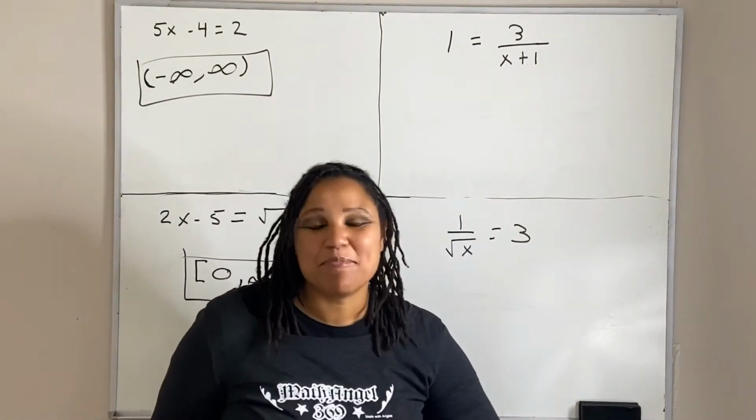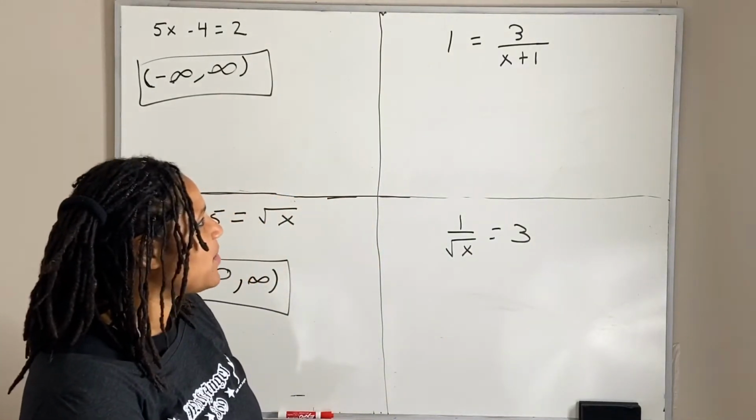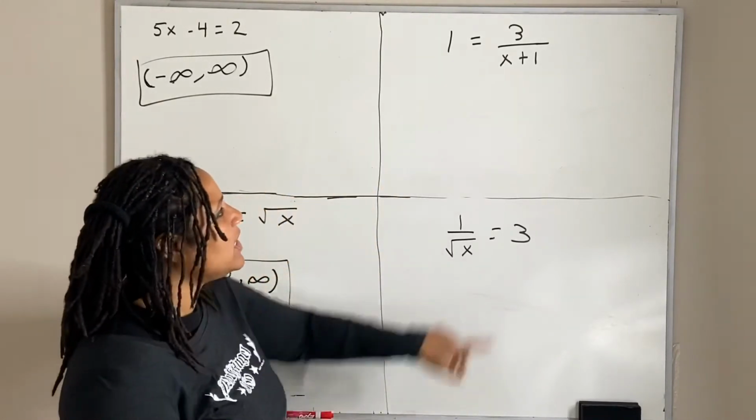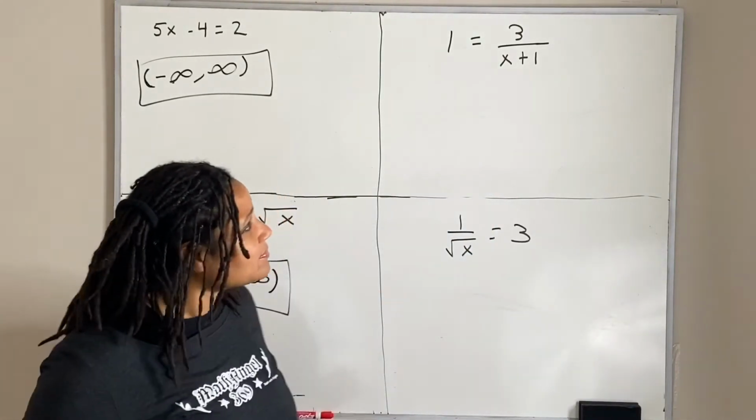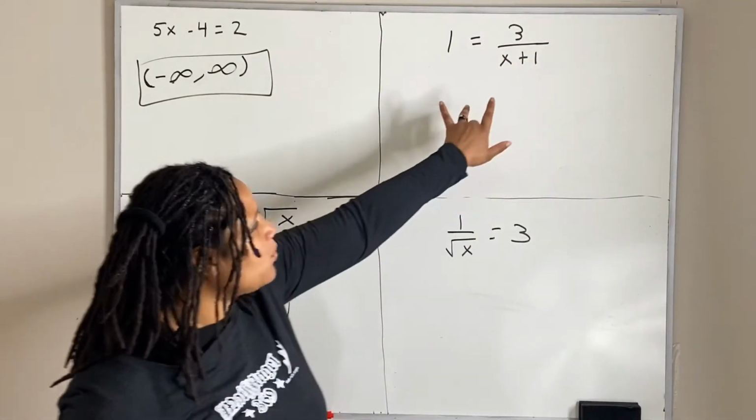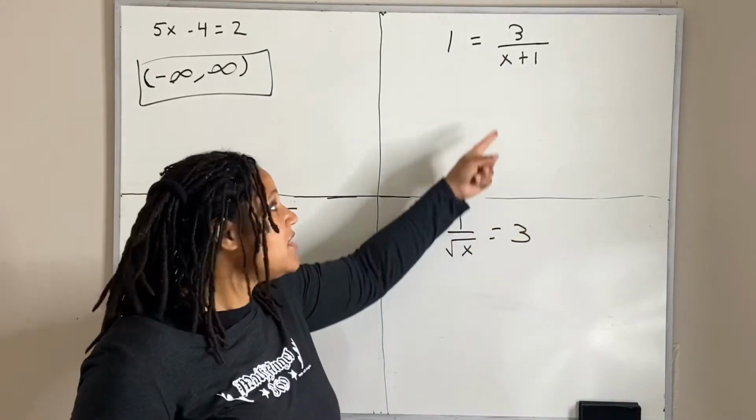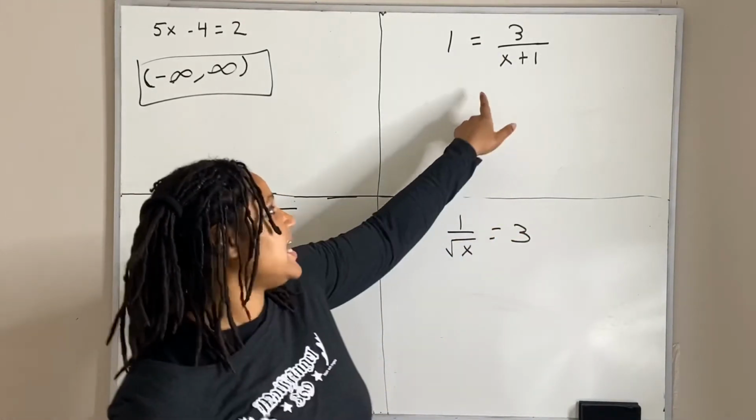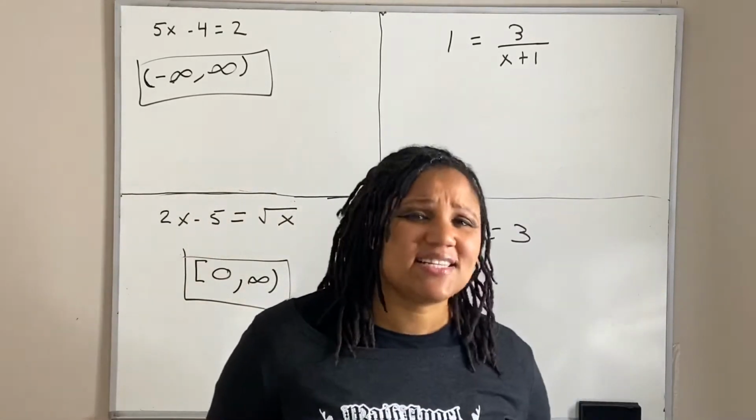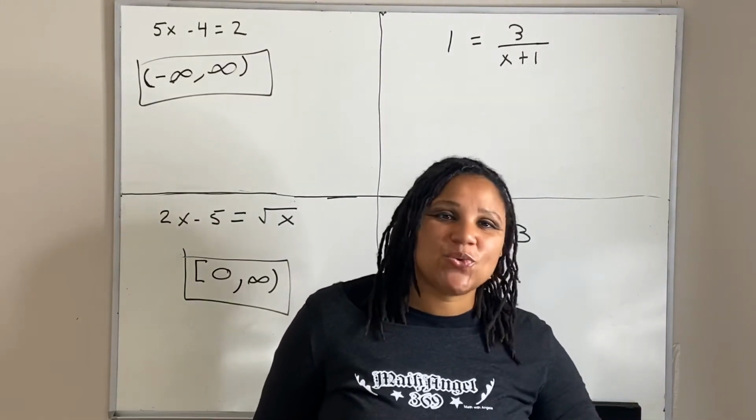Let us look at the third problem. What did we say about the situation where we cannot have a 0 in the denominator? So we look at x plus 1. We have 1 is equal to 3 over x plus 1, and we do not want a 0 in the denominator. So when is this denominator 0? First, we take what's in the denominator, set it equal to 0, solve for x, and see when the denominator is equal to 0.